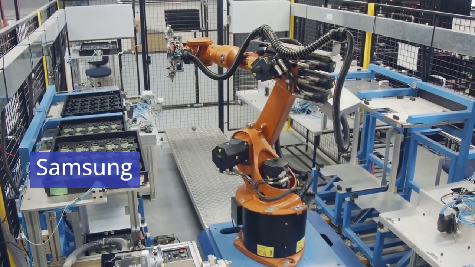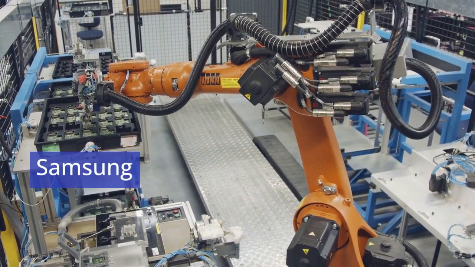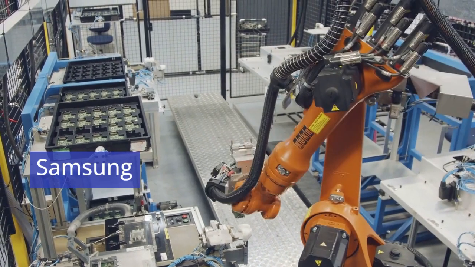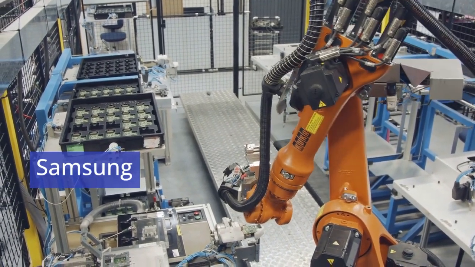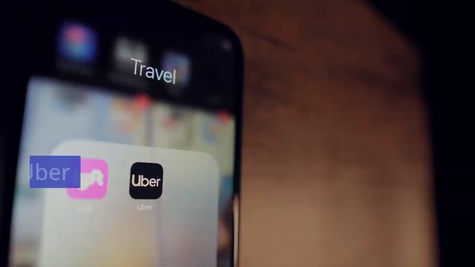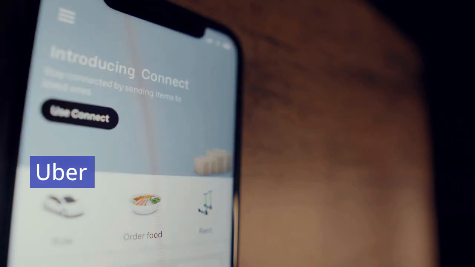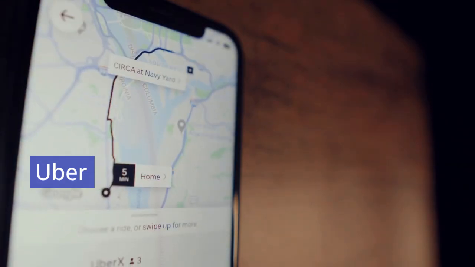For example, Samsung manufacturing inputs include advanced production lines, robotics, and automated systems to manufacture electronic devices like smartphones and televisions. Whereas Uber service inputs involve mobile app technology, GPS systems, and customer service infrastructure to facilitate ride sharing.